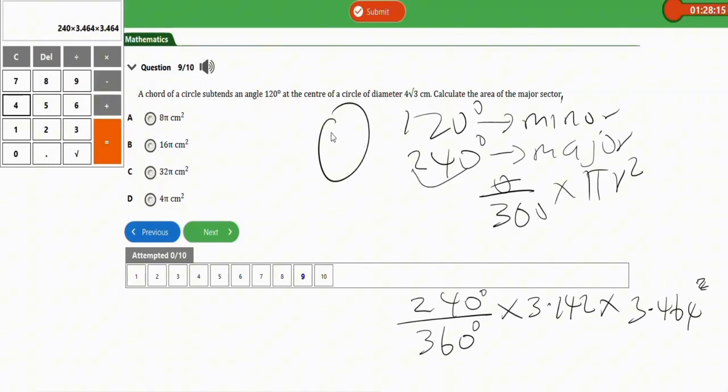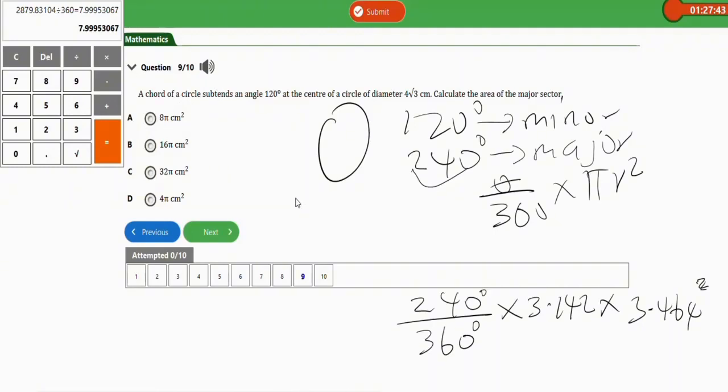So let's just break this down first without including the pi. So let's see the output. Divide this by 360. So you have 7.99. If you are approximating to the nearest whole number, this will give you 8. Then remember the pi. When you include the pi, it will now be 8 times pi, which will give you 8π cm squared. So that will answer this question.